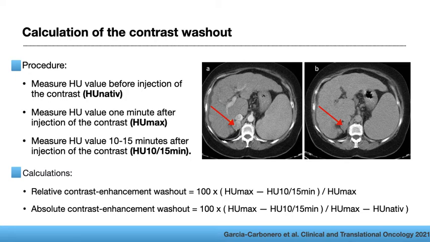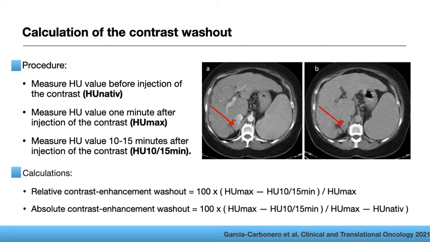And to understand how the radiologist calculates the contrast washout, at first, he measures the Hounsfield value before injection of the contrast, and this is called the HU native. Then, he measures the Hounsfield value 1 minute after the injection of the contrast, and this is called the HU maximum. And finally, he measures the Hounsfield value 10 to 15 minutes after injection of the contrast, and this is called Hounsfield 10 over 15 minutes. Then, he uses the equations below to calculate the relative and the absolute contrast enhancement washout values.